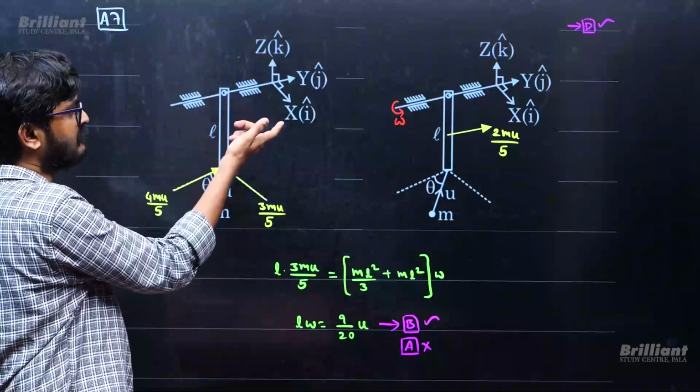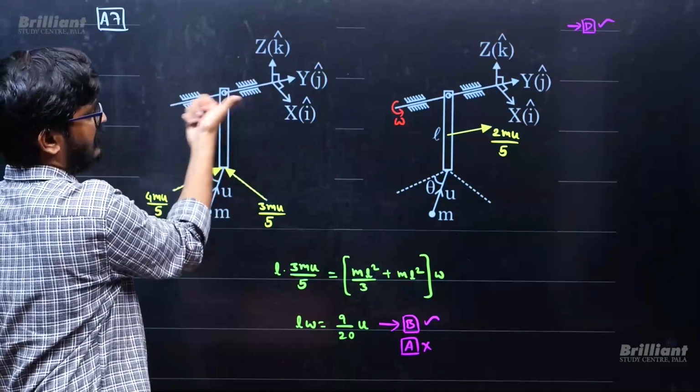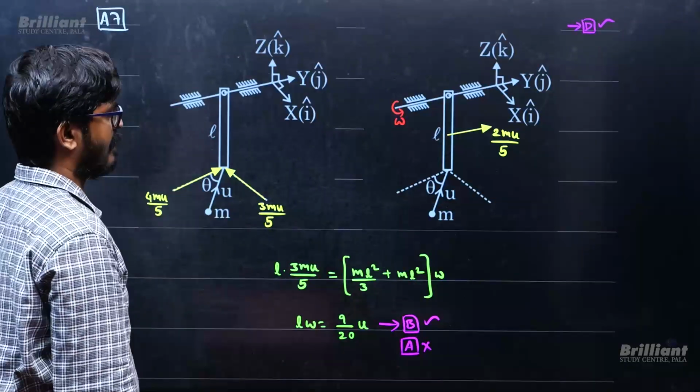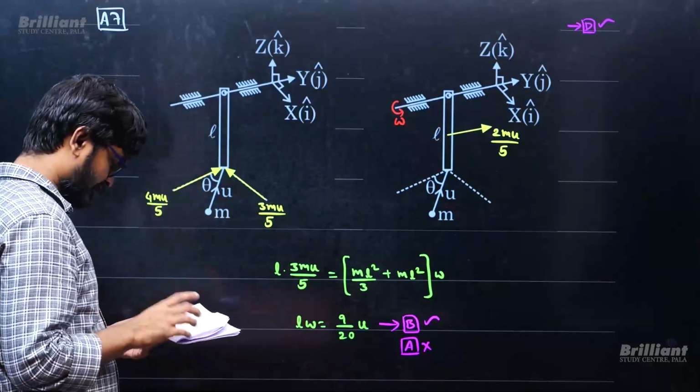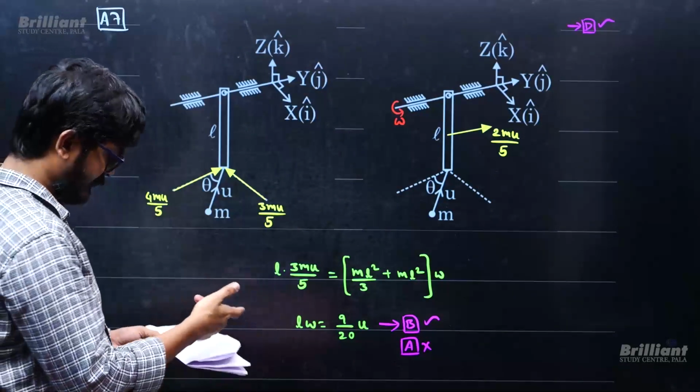because torque along this axis is going to be 0. Now, okay, I can go with options A and B.